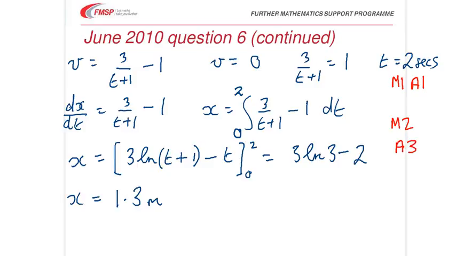Basically, there was a method mark for attempting the integration, and a method mark for putting in the correct limits, accuracy marks for getting the integration right, the 3 ln of t plus 1 minus t, and for putting the limits in. Okay.